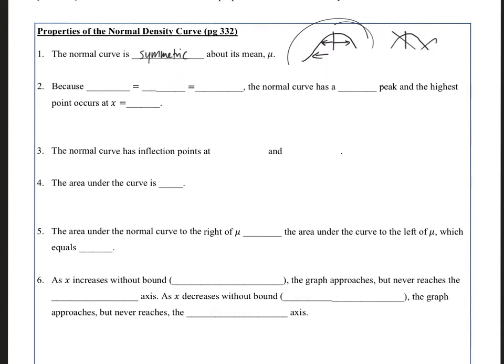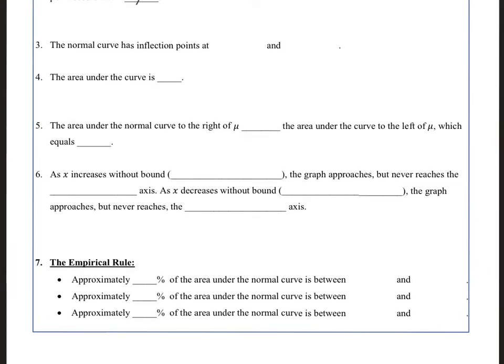All right, the next thing. Because we know that the mean, median, and mode are all equal, the normal curve has a single peak. And the highest point occurs at our mean. Next, we know that the normal curve has inflection points at mu minus sigma and mu plus sigma, which we went over. And the area under the curve is 1.